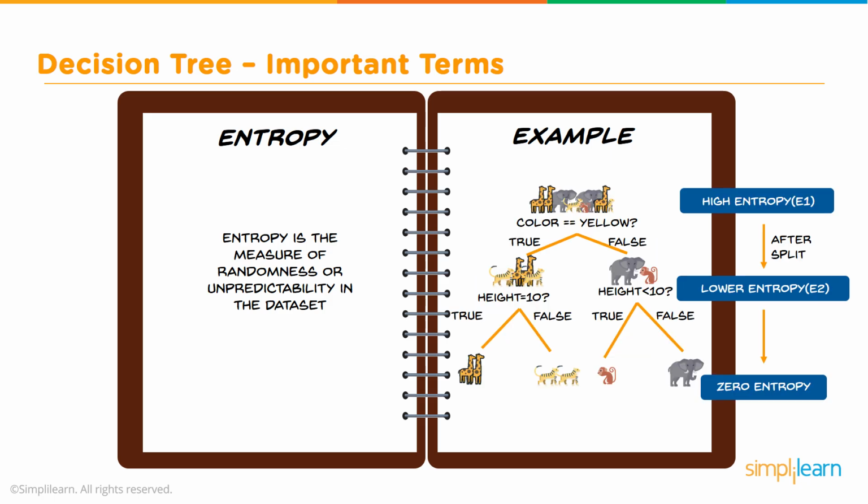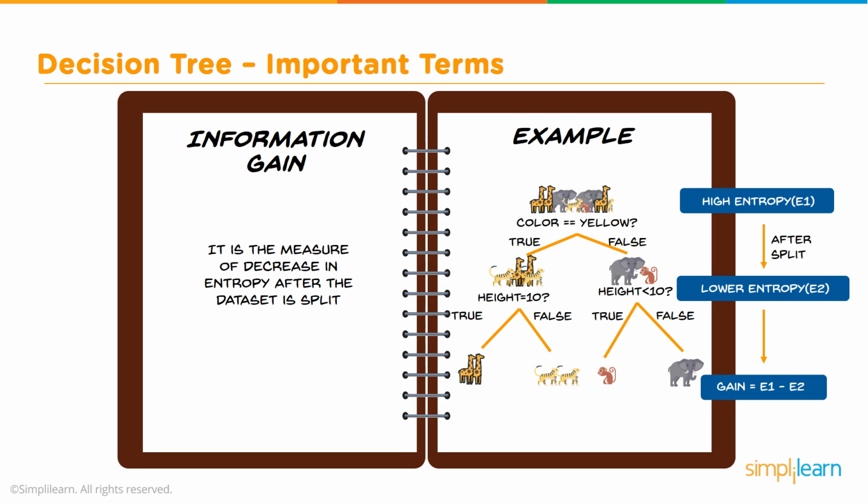So as we start splitting it into subgroups, we come up with our second definition, which is information gain. Information gain is a measure of decrease in entropy after the data set is split. So in this case, based on the color yellow, we've split one group of animals on one side as true and those who aren't yellow as false. As we continue down the yellow side, we split based on the height, true or false equals 10, and on the other side, height is less than 10, true or false. And as you see, as we split it, the entropy continues to be less and less and less, and so our information gain is simply the entropy E1 from the top and how it's changed to E2 in the bottom.